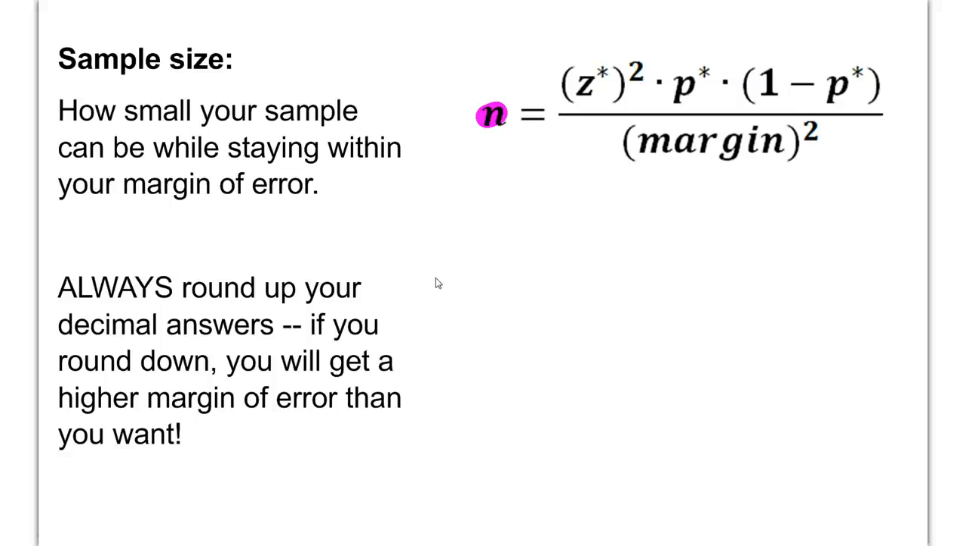The reason is that if you rounded down and you did your normal calculations, you would find that your margin of error was a little bit bigger than what you had originally said it could not be bigger than. So always round your sample size up. Never hurts to have too many people, but it can be dangerous to have too few.